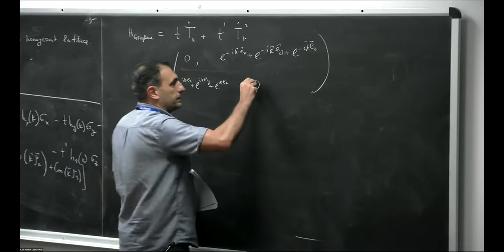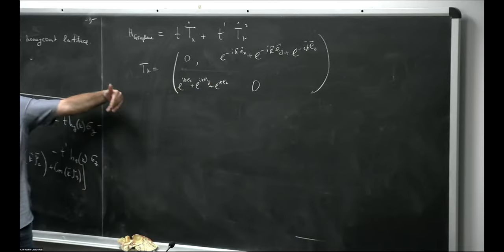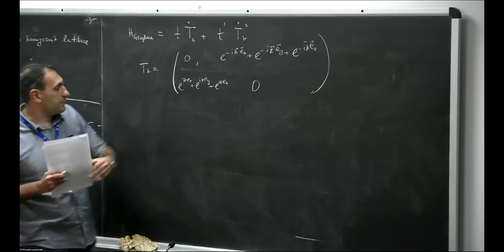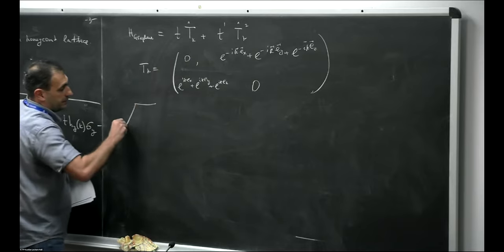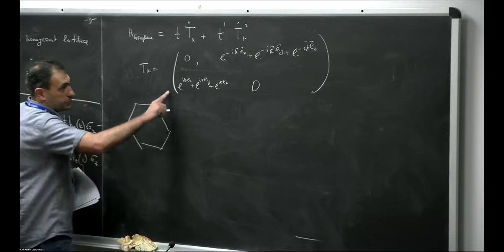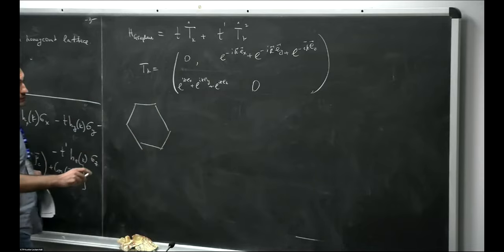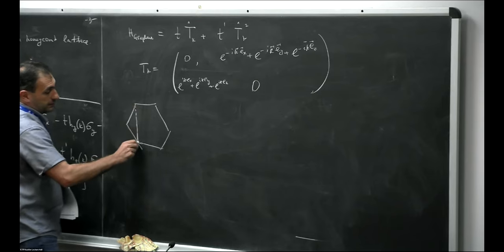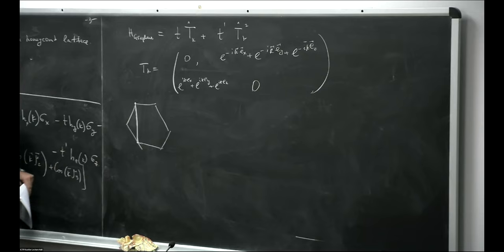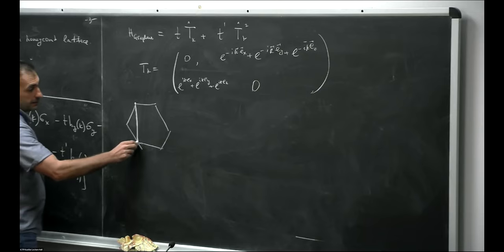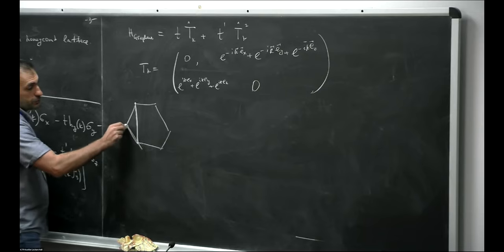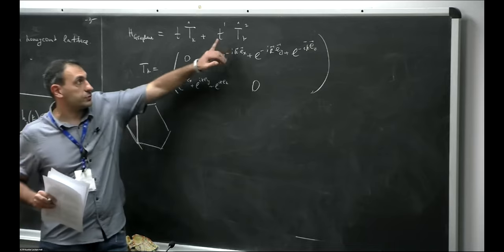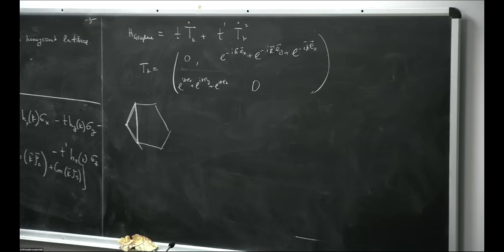So this 2x2 matrix corresponds to the hops between nearest neighboring sites. Next nearest neighboring hopping appears in the Hamiltonian as a square of this 2x2 matrix, because obviously a hop between two next nearest neighboring sites is equivalent to a hop from this site to this site and then from this site to this site, and hence this t plus t squared structure of the graphene Hamiltonian.